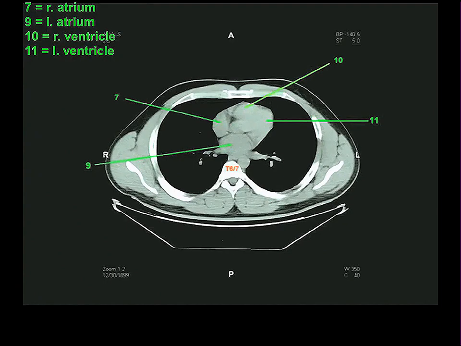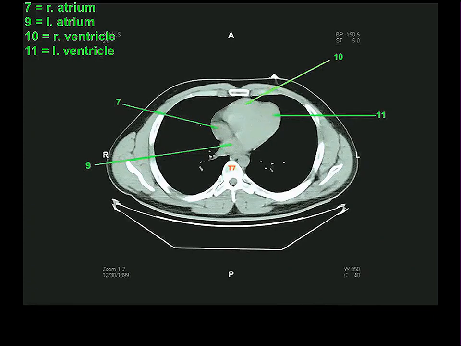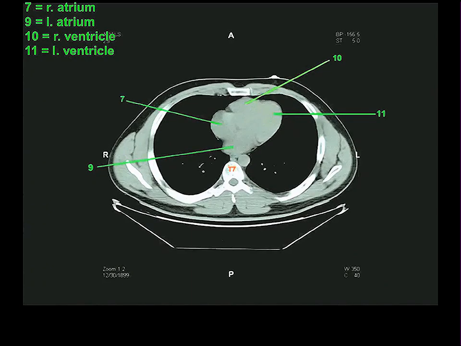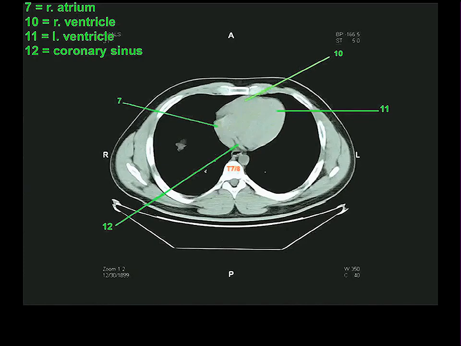Still left atrium. Now we see the ascending aorta emerging from the left ventricle. Right ventricle is where it was, right atrium is where it was. And I can go down through these others because nothing is going to change until we get down below the inferior border of the left atrium. And that's going to happen very soon. Right here is where it happened.